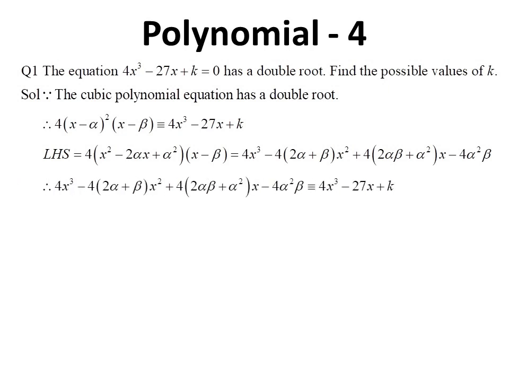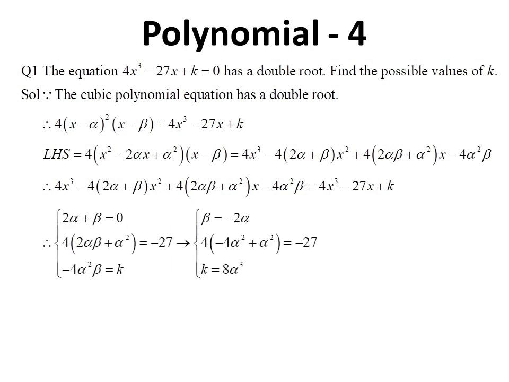After collecting the like terms and equating all the corresponding coefficients to the cubic polynomial, we have 3 simultaneous equations established. The sum of 2 alpha and beta equals 0. 4 multiplied by (alpha beta plus alpha squared) equals -7. Negative alpha squared times beta equals k.